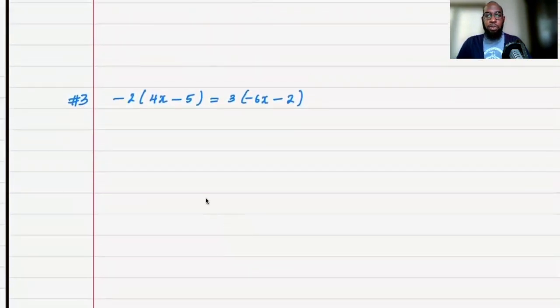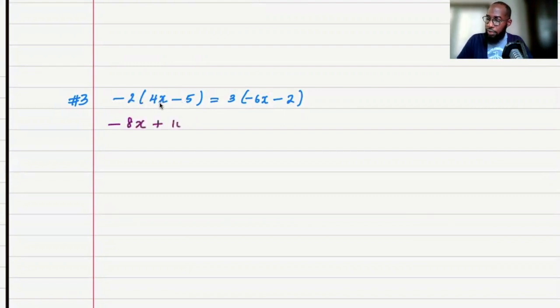So the first thing you have to do is expand the brackets. And then transpose. We want all x's on one side, numbers on the other side. And you get your answer from there. So let's deal with that now. When you're multiplying two different signs, it's a negative. 2 by 4x is 8x. When you're multiplying two same signs, positive, 2 by 5 is 10.